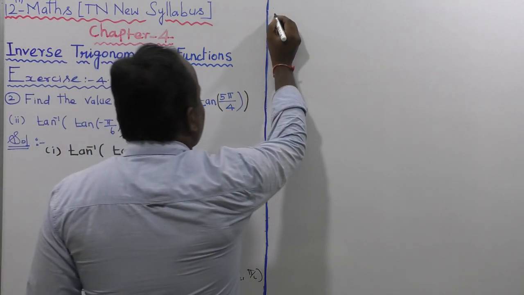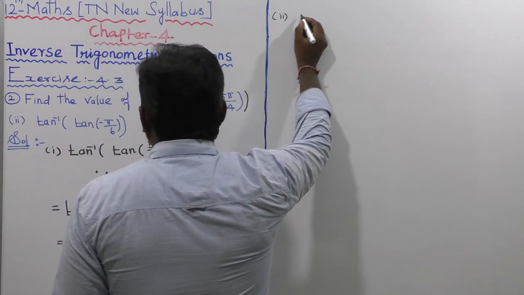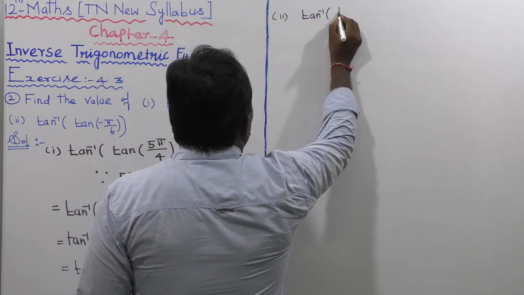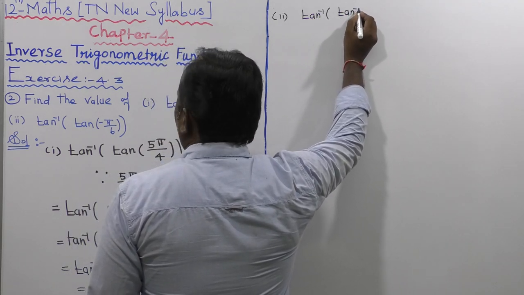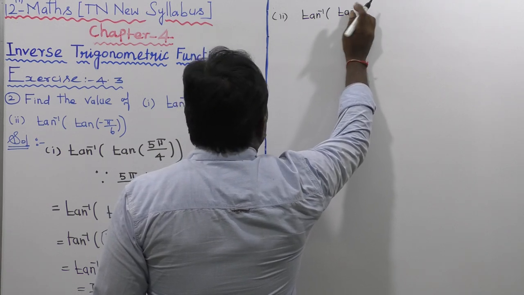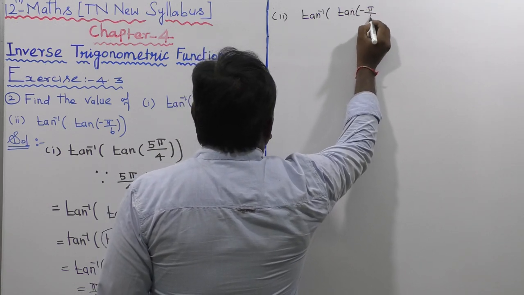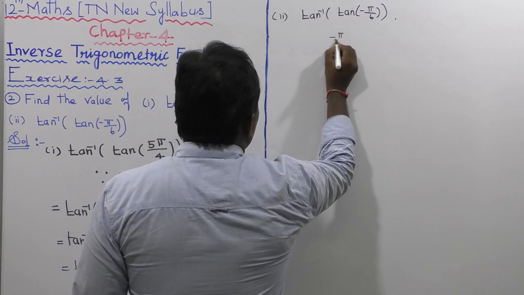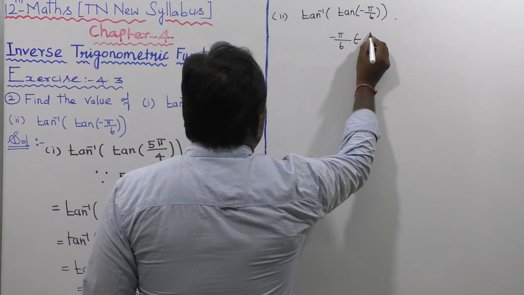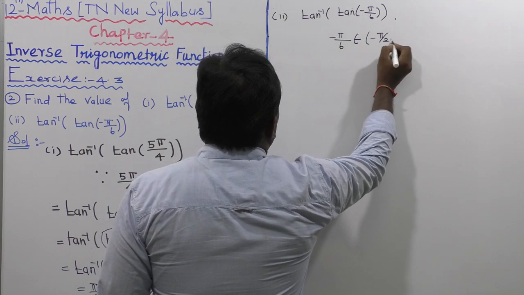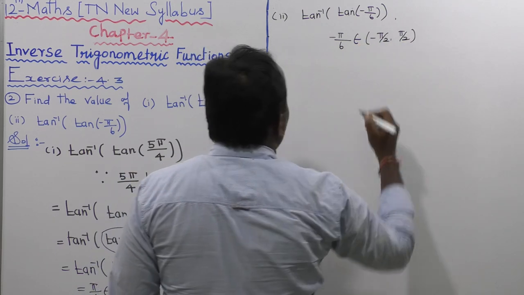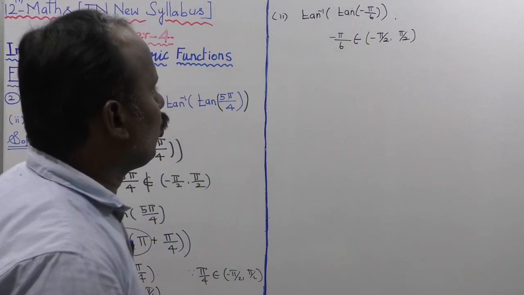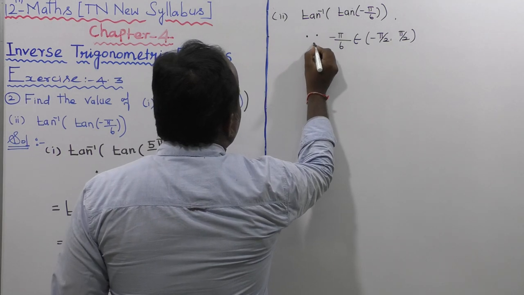Next, going to the second subdivision, tan inverse of tan of minus pi by 6. Okay, for minus pi by 6, the principal value exists in minus pi by 2 to plus pi by 2. Minus pi by 6 belongs to minus pi by 2 comma plus pi by 2. So the range exists.